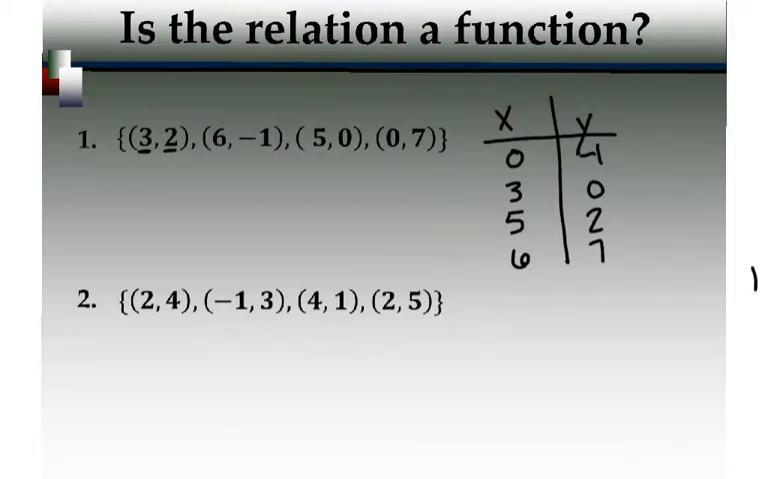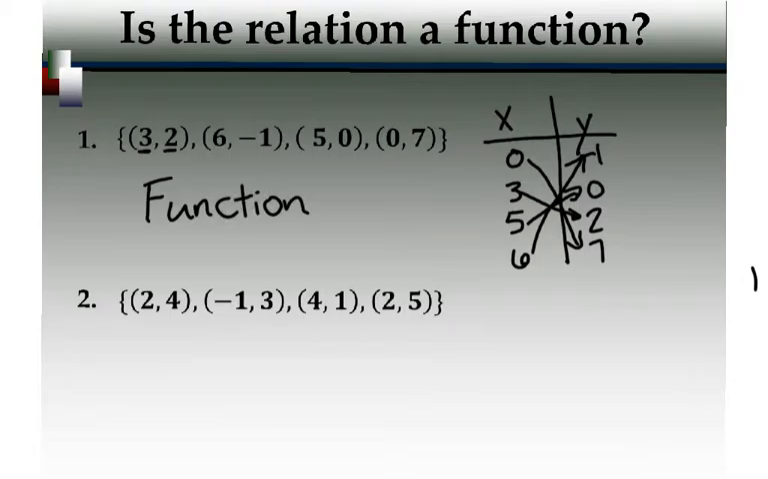So my 0 went to 7 down here. My 3 goes to 2, 5 goes to 0, and 6 went to -1. Notice that each one of my inputs, my x values, all of these x values went to exactly one y value. There's no repeated y value for any one x value. So this right here is a function.